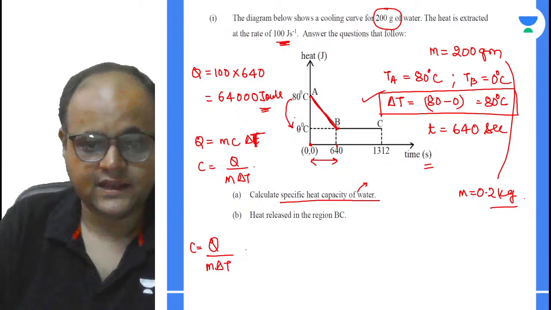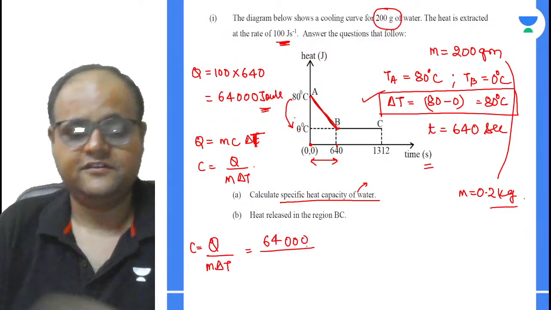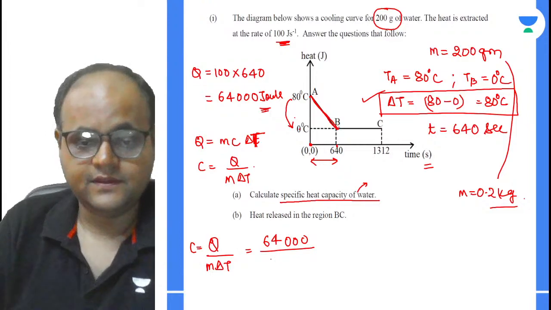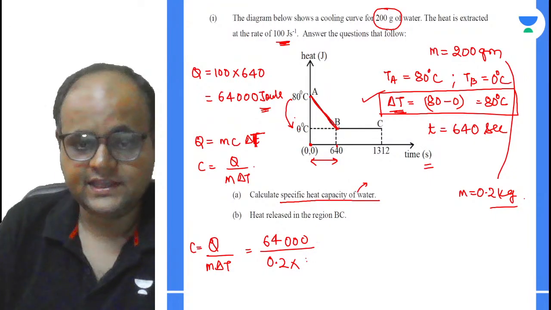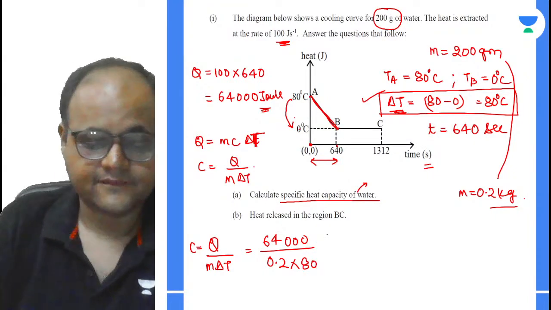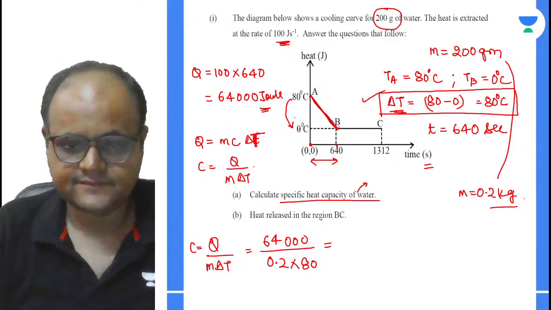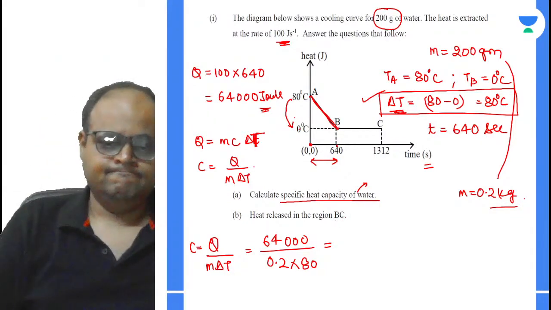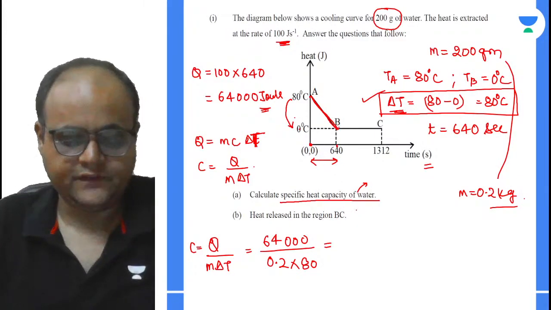Let's put the values. What is the value of Q? Q is 64,000. What is the value of m? The value of m is 0.2. And what is the value of ΔT? The value of ΔT is 80. Come on, solve it and tell me. Tell me what is the answer. Just solve it. What value will you get?